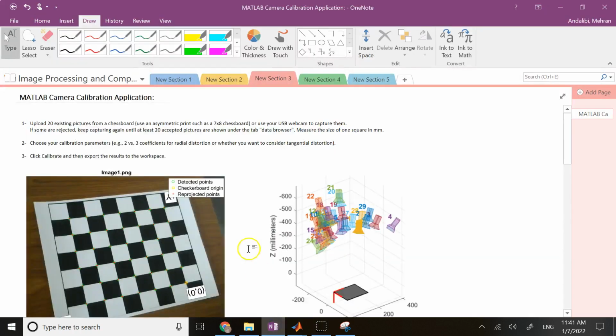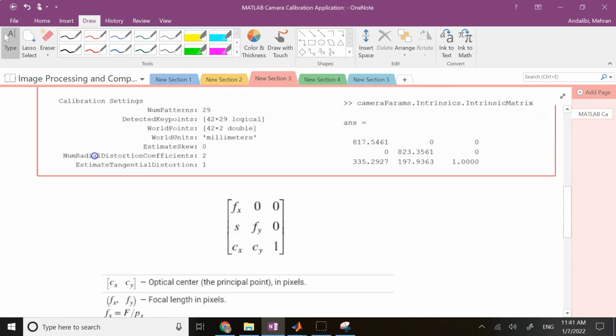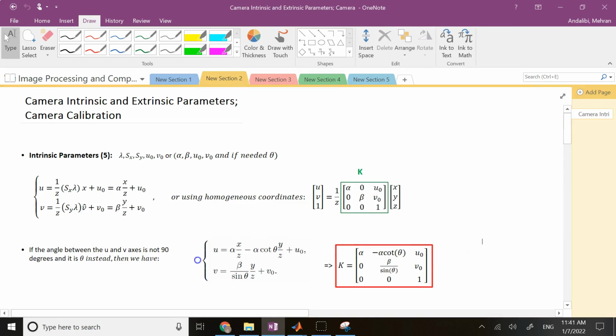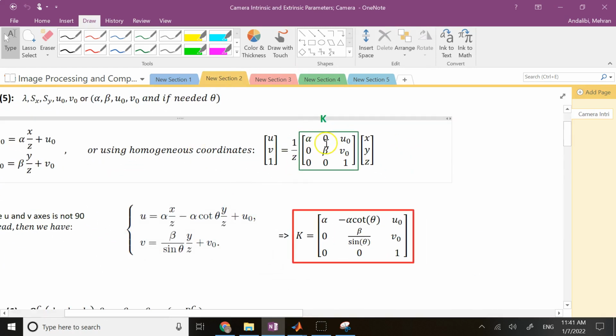What does that mean? It means if we go and look at the K matrix, the intrinsic projection matrix, if you remember from the previous video, the shape of it in general is like what? It's like alpha, 0, u0; 0, beta, v0; 0, 0, 1. Or this element can change a little bit to be negative alpha cotangent of theta. This element can change if theta is not 90 degrees, the angle between the U and V axis. But this element here is always 0, right?